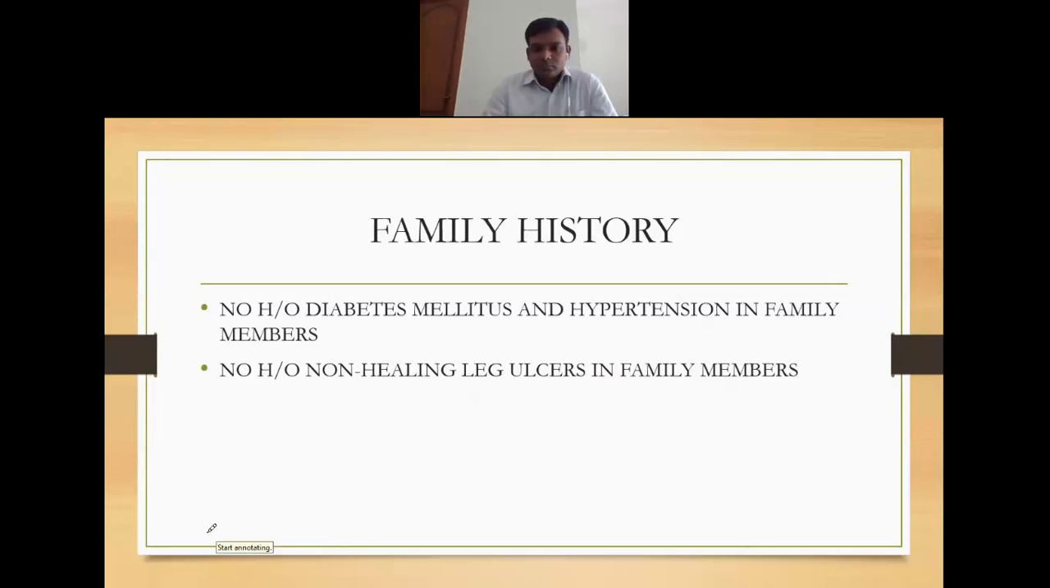Family history. No history of diabetes mellitus and hypertension in family members. No history of non-healing leg ulcers in family members. So this particular thing, family history, you will ask like a ritual. Usually everybody will ask, at home has anyone had this kind of problem? That is probably what the question means. Usually this is the question: has anyone else at home had the same thing?